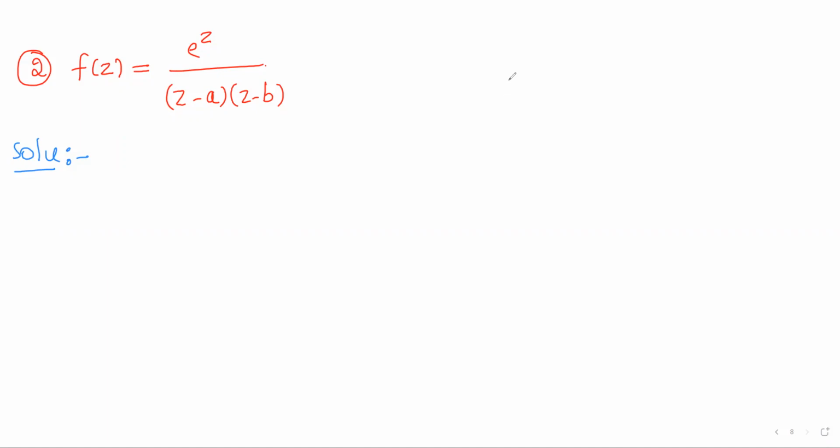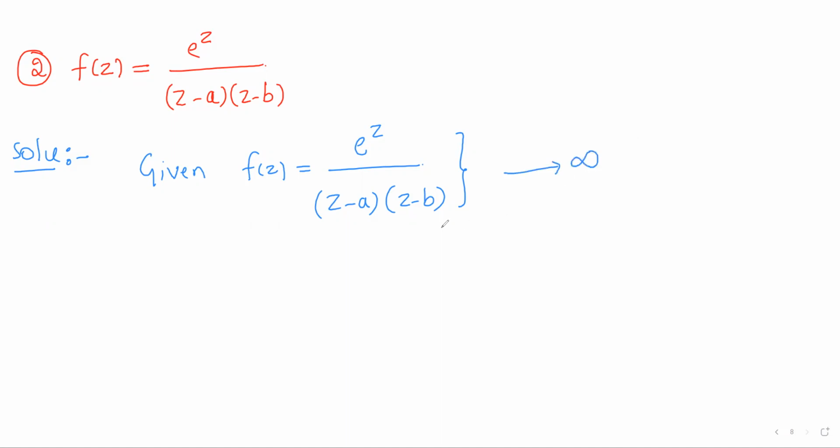The second problem. So here, given f of z to be equal to e to the power z by z minus a into z minus b. Right? Once again, you can observe f of z is a quotient of two functions where the numerator is never infinite. For any finite complex number z, e to the power z never tends to infinity. So the only case where f of z can tend to infinity is whenever the denominator function tends to 0. So whenever the denominator function becomes 0, at all those points, f of z becomes infinite.